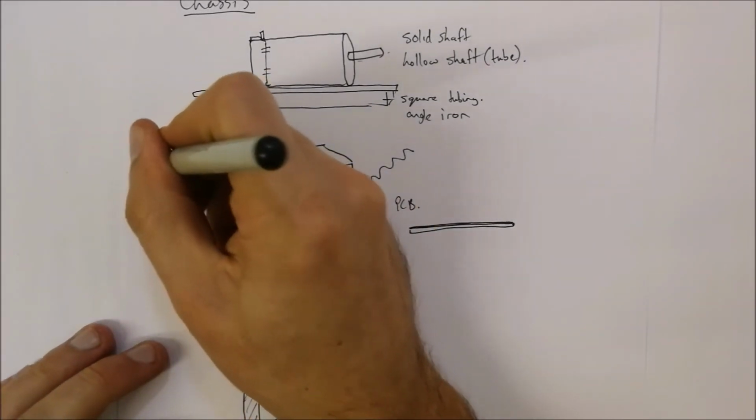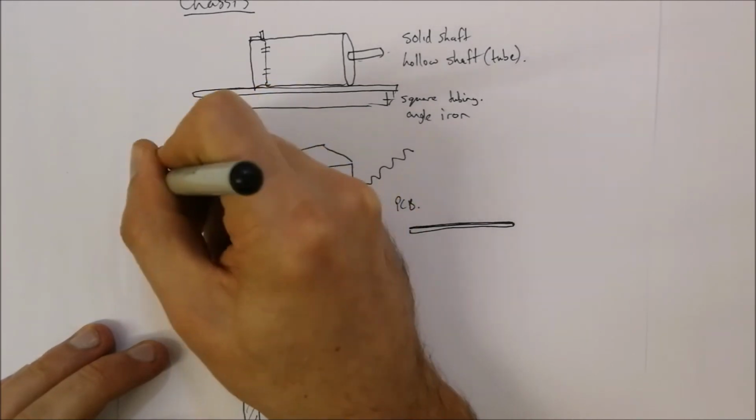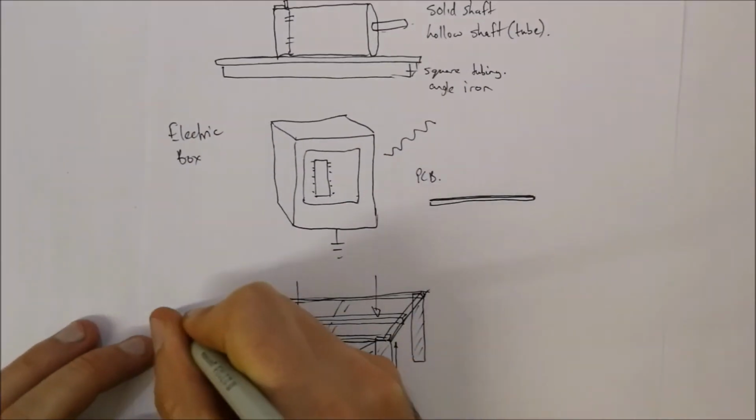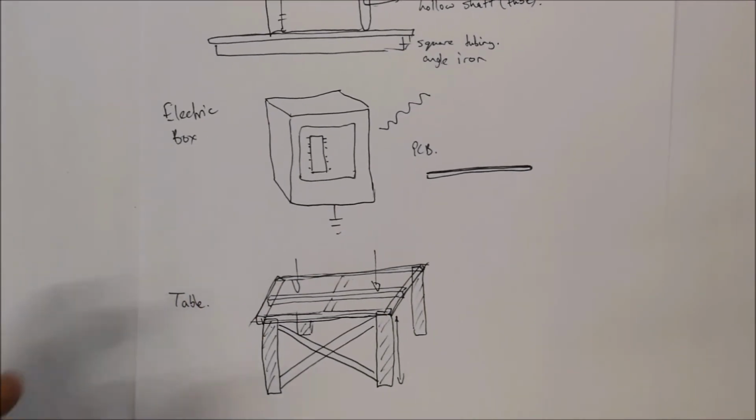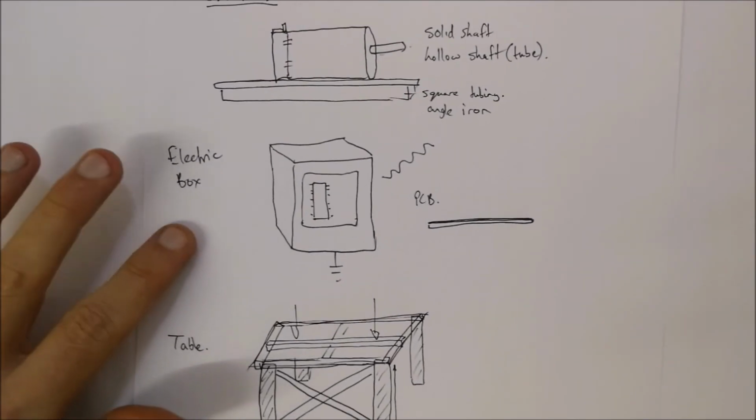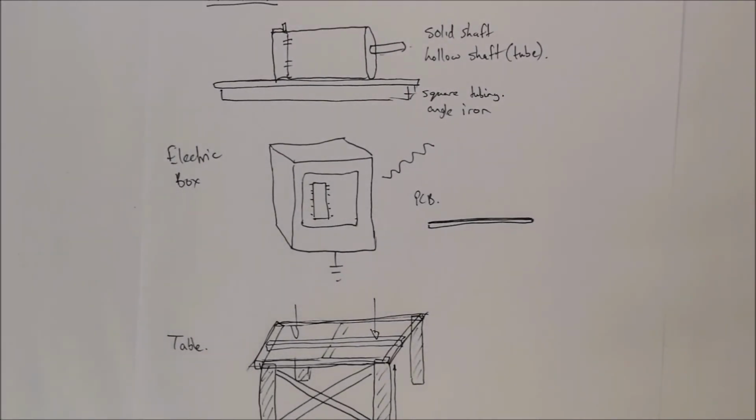Okay, so this is obviously an electric box, and this over here is for a table. Okay, so like I say, you might not need to have as much material or as strong material. Like for example with the electric box, there would be no need to make the box out of square tubing and then to cover it with flat sheet material like iron maybe, because essentially the plastic will be strong enough.